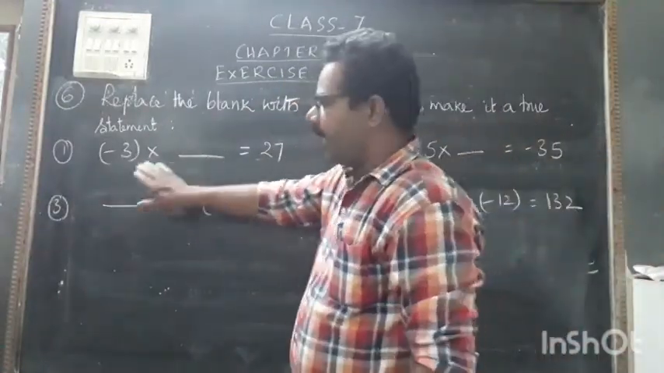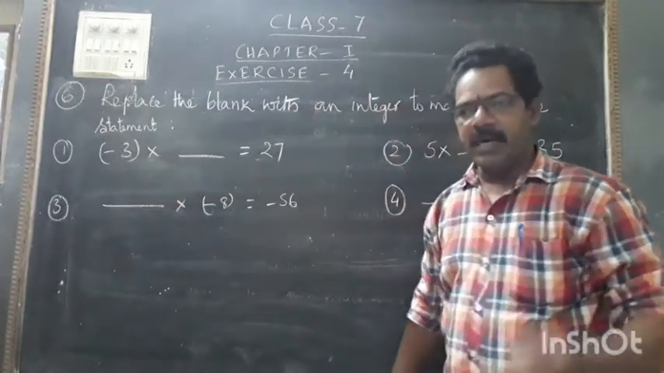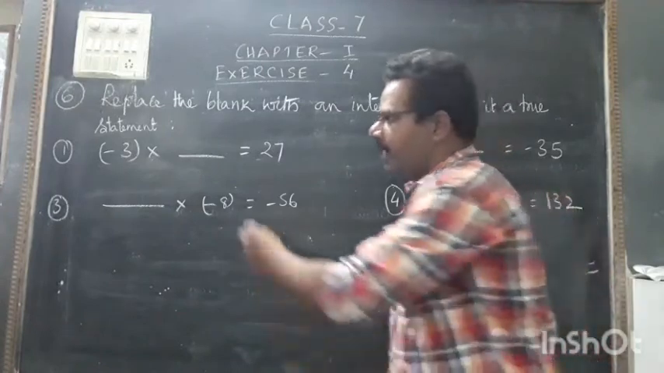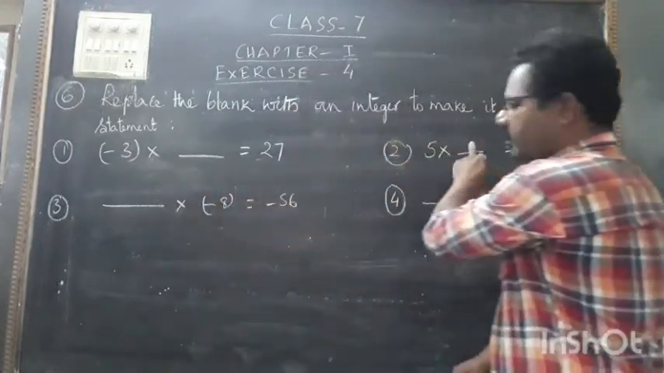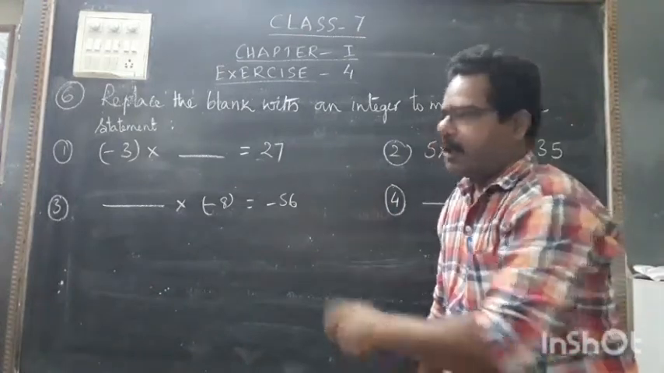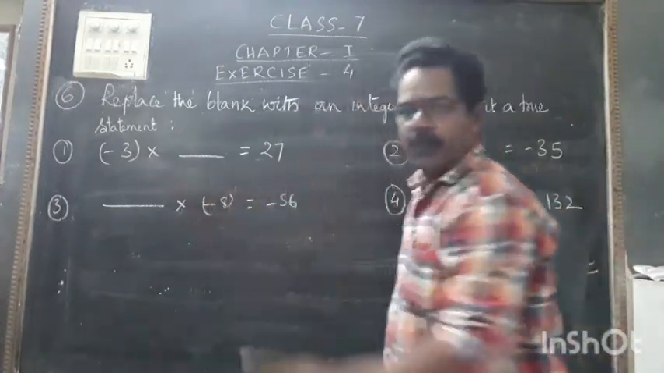What we have to do here? Multiplication of integers. Multiplication of positive integers. Multiplication of negative integers. Okay. Here they have given some blanks, 4 sums they have given. In those 4 sums we have to fill the blanks to make the statement true.